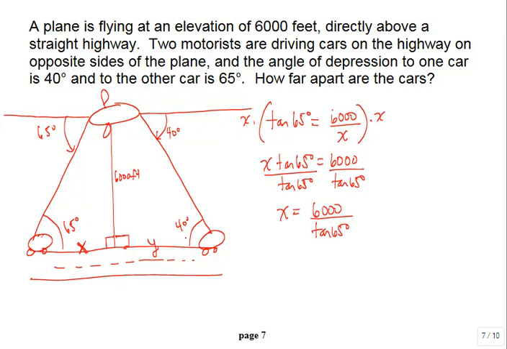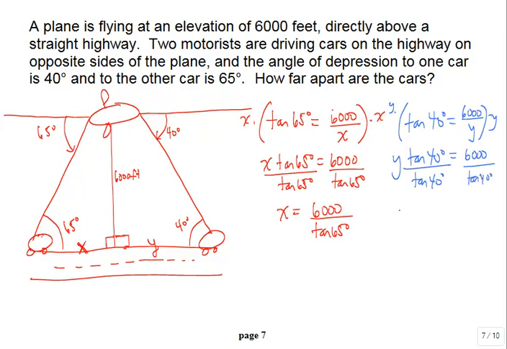Using this angle 40 degrees, we know an opposite side, which is 6,000, and we're looking for an adjacent side, which is that y. So again, I'm going to use tangent as well. This time, tangent of 40 degrees is the opposite, which is that 6,000, over the adjacent, which is our y. Multiply both sides by y, and then divide both sides by tangent of 40. So y is going to be 6,000 divided by tangent of 40 degrees.